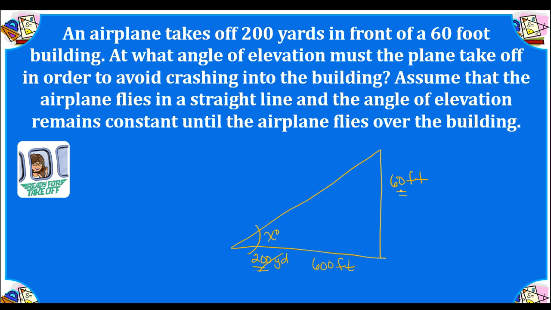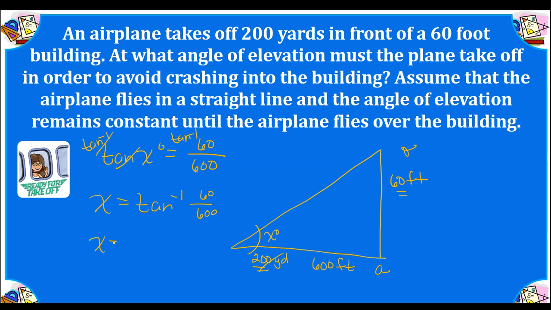So our reference angle, we have opposite and we have adjacent. So opposite over adjacent is tangent. So the tangent of some angle is 60 over 600. We're going to take the inverse of tangent on both sides. So we're going to do second tangent n over d. We have 60 over 600. And we get about 5.7. So it's 5.7 degrees.